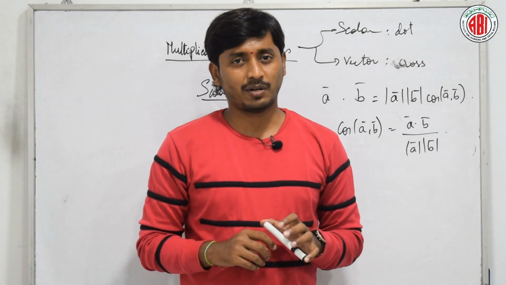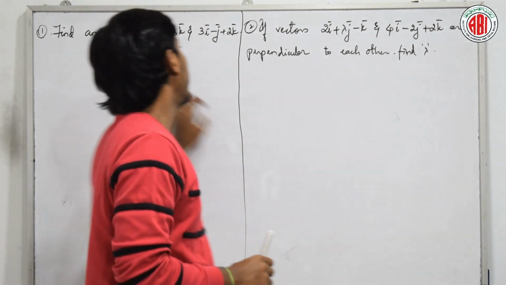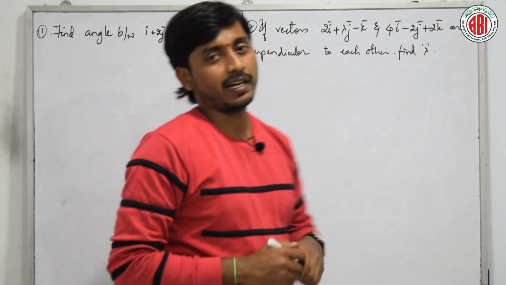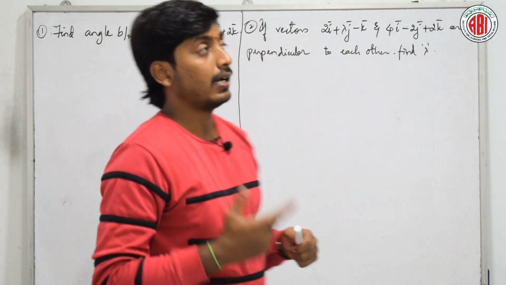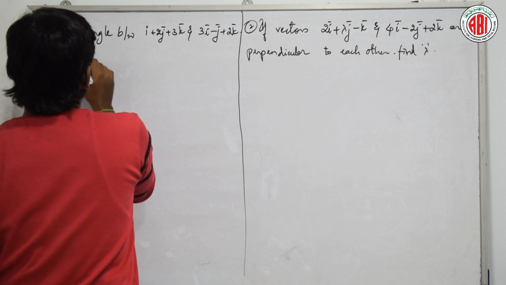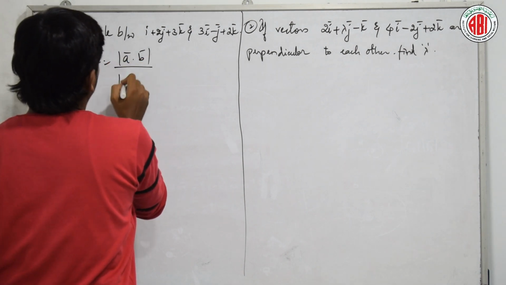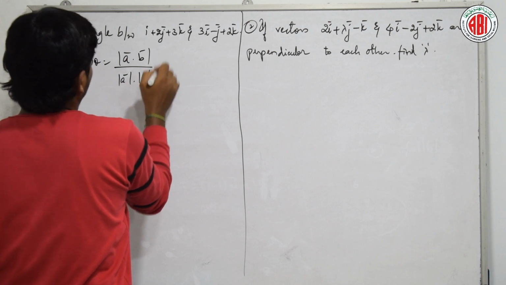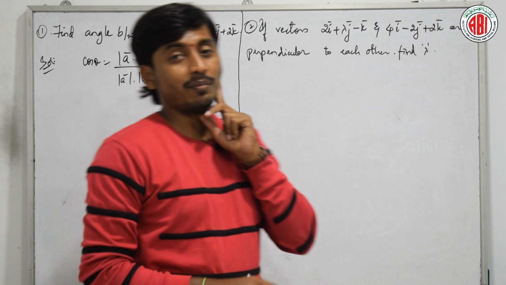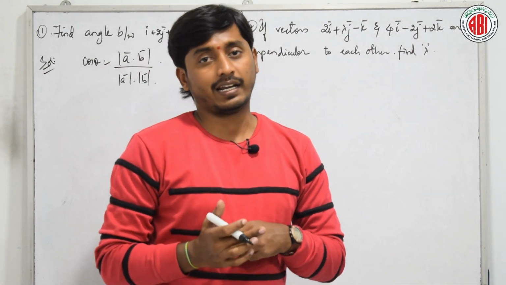Shall we start doing the problems? Fine. Look at the question here. He is asking us to find the angle between these two vectors. What's the formula for the angle between two vectors? That is our cos theta formula. Cos theta is equal to mod a dot b by mod a mod b. Why did I put modulus for a dot b? Because whatever dot product we get, it may be positive or negative.